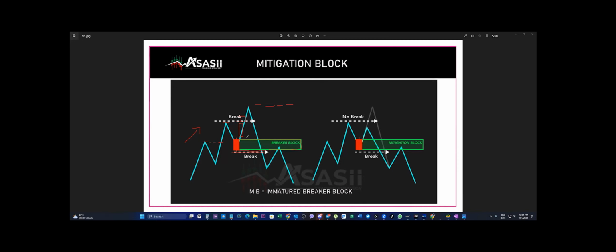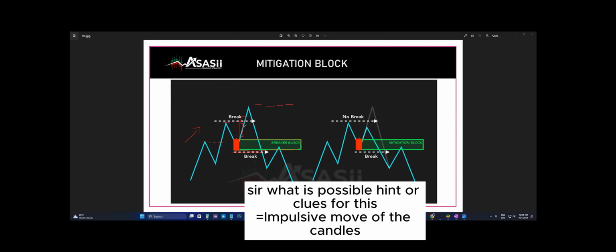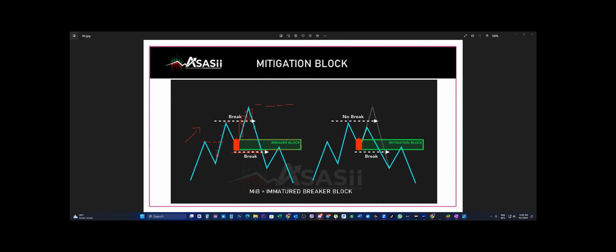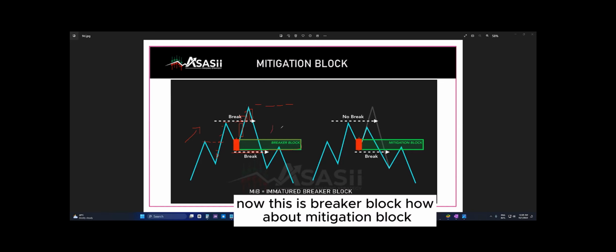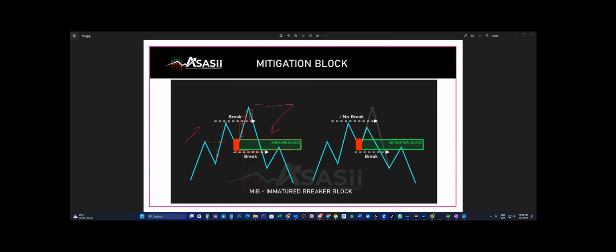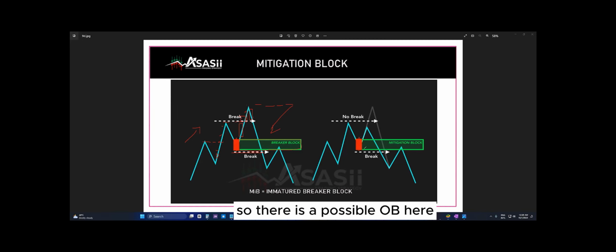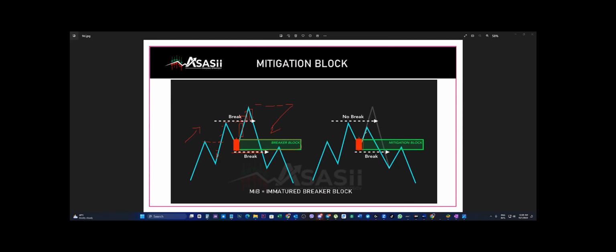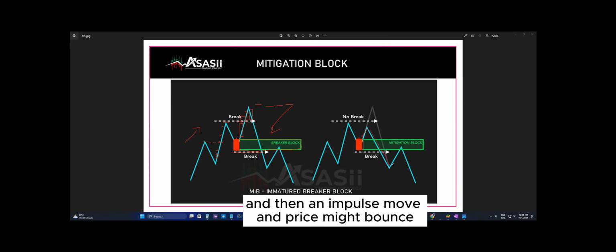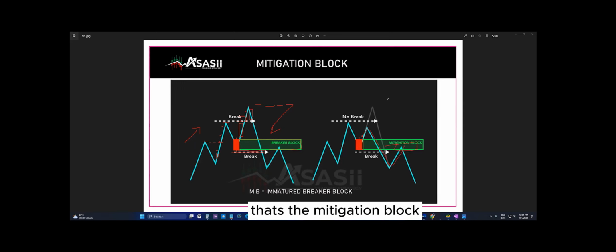Now, sir, ano ba yung mga good clues? Yung mga impulsive move. Okay? Yung mga impulsive move na yan. Possible here, merong pa isa-isa o isa lang or normal candles going up. But there is an institutional move pagka yan ay mga malalaking candle. Now, ito yung breaker block. How about mitigation block? Ang mangyayari niyan, there is an immature breaker block. So, meron siyang OB here. Okay. And then, magkikreate siya ng impulse at doon na siya magbabounce. That's the mitigation block.